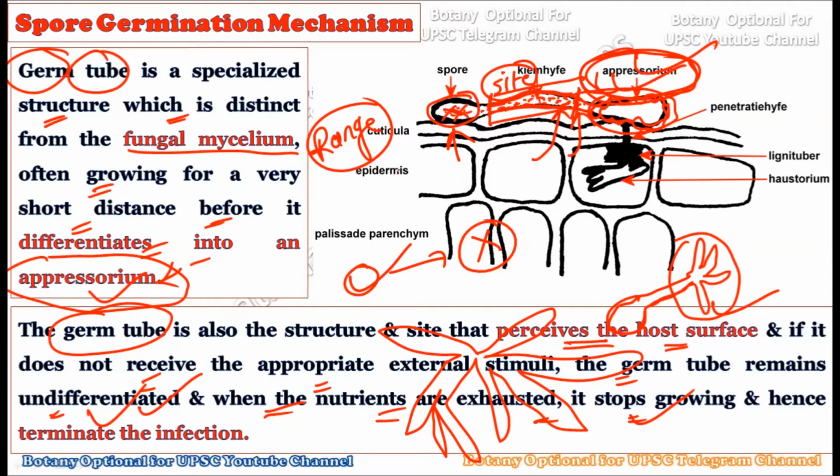here one thing is very important to note down from the mains examination point of view, that the germ tube itself acts as a site where it pursues the host surface. It is going to tackle the host surface. It is going to examine the host surface, whether it is in their host range or not. If it is not in their host range, it will not germinate, and if it is in their range, it will form the appressorium to proceed to the further infection.